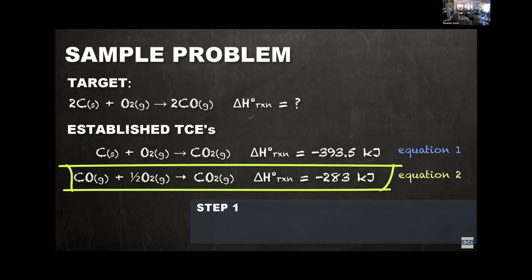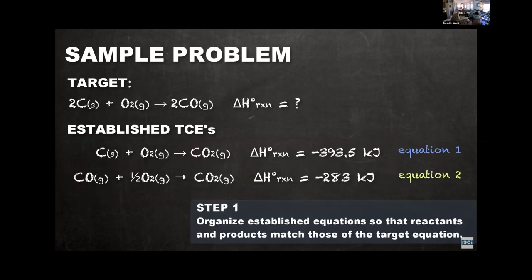Our first step is to rearrange these equations in such a way that the reactants are on the reactant side and the products are on the product side. So if we take a look at equation 1, we can see that carbon and oxygen are both on the reactant side, just as we need for the target equation. And if we take a look at equation 2, we can see that carbon monoxide is on the reactant side, which is actually opposite of what we need for the target equation. So what we're going to do is we are going to effectively reverse equation 2. That is, the reactants become products and the products become reactants.